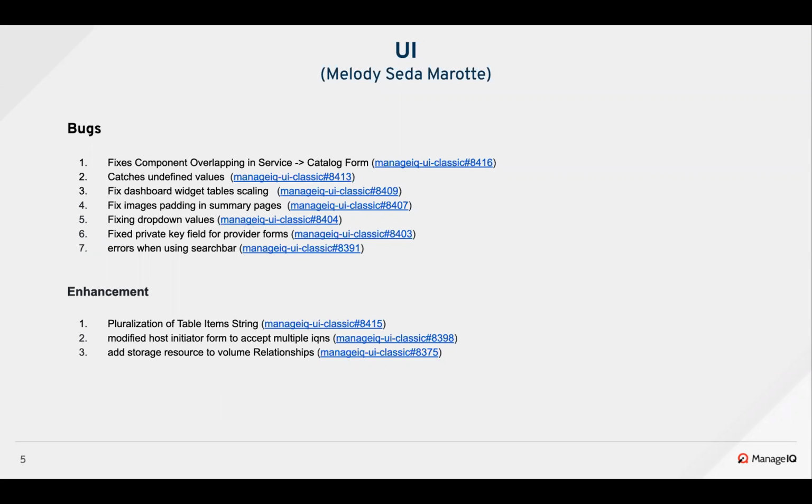Yeah, good morning. So in this sprint, 14 PRs got merged into the UI Classic repo, out of which 7 were bugs, 3 were enhancements, and 4 were technical debt. And I can explain about them more in the following slides.